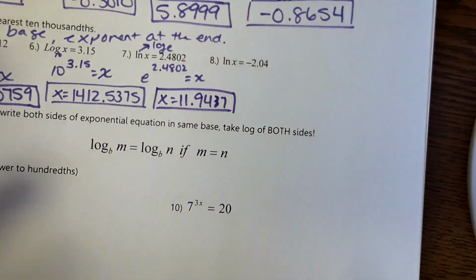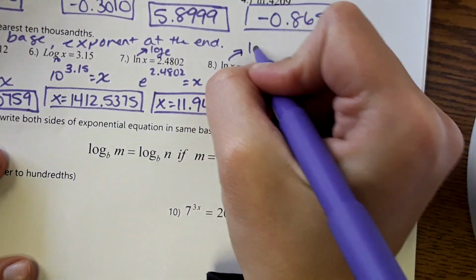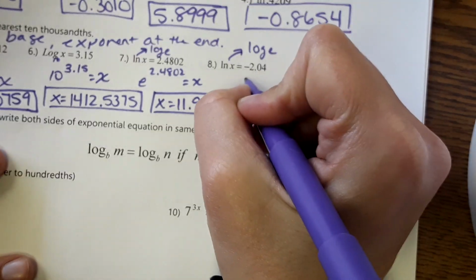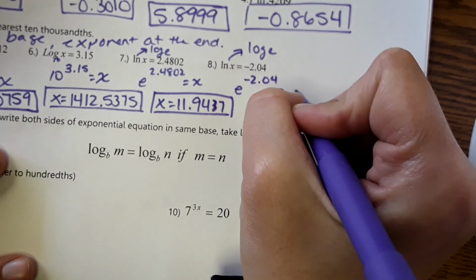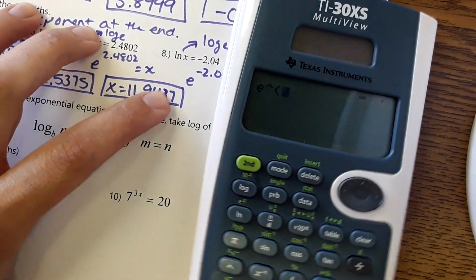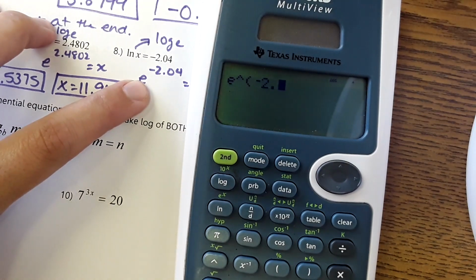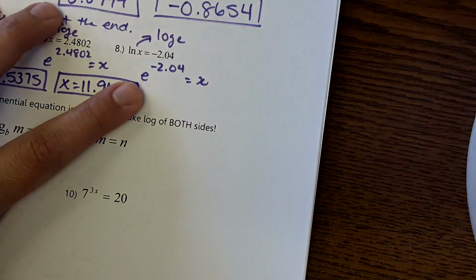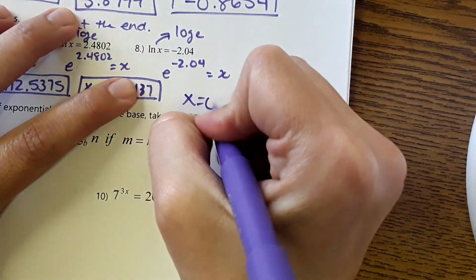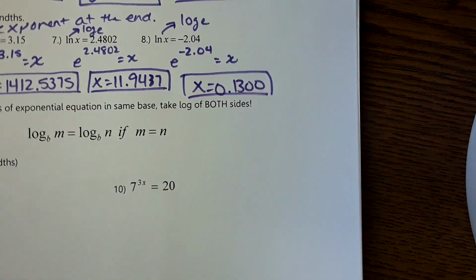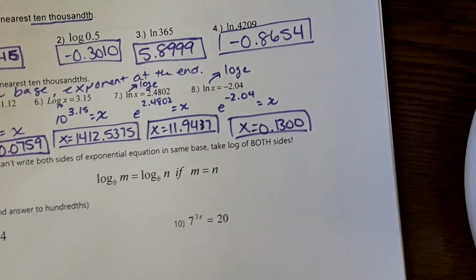Okay, and repeating that step with this problem, ln is log base e. Base is the base, exponent at the end equals x, and then I can use this button here to get this value. Okay, continuing on to the next set of problems.